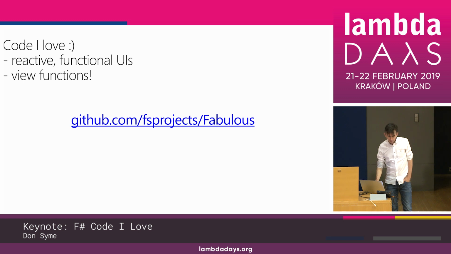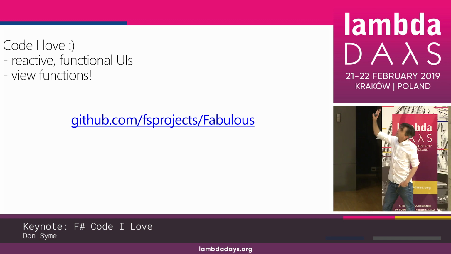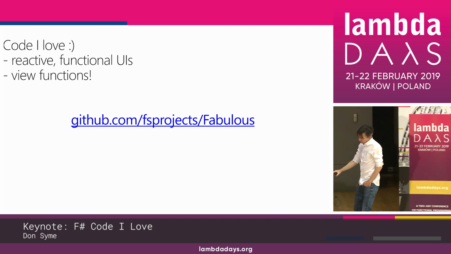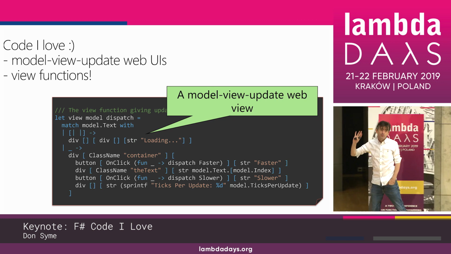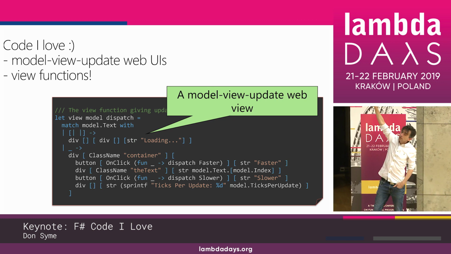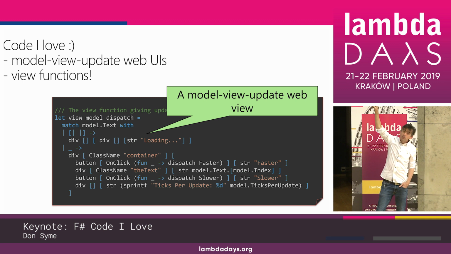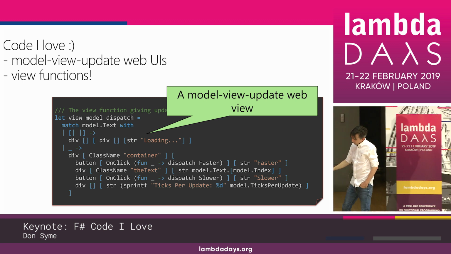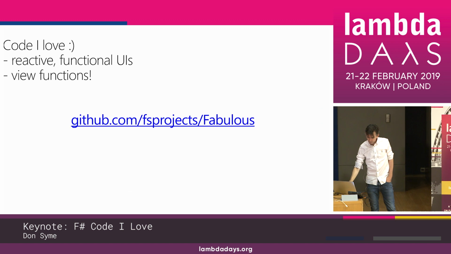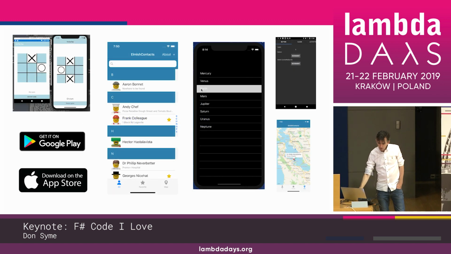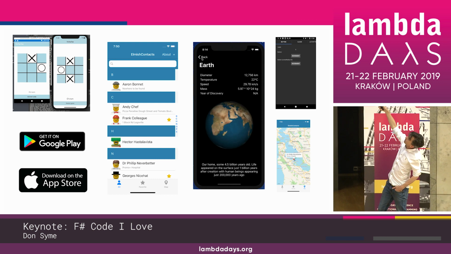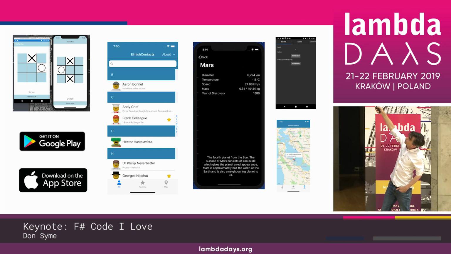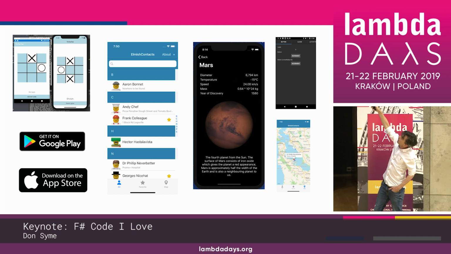So you can check this out on the mobile angle of this at this website, Project Fabulous. And the web version of this is based on Fable and a library for Fable called Elmish that you can use for web UI development. There's a range of apps here that have been built using Fabulous. And this is all built using this functional view technique underneath.